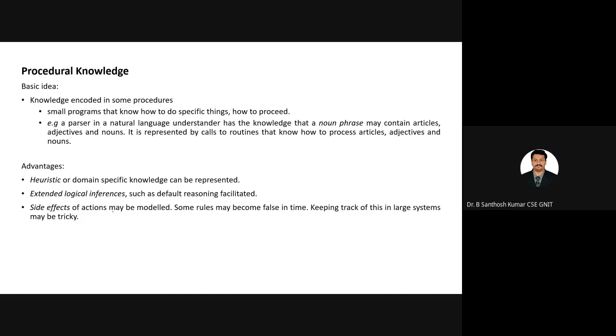The advantage of this is heuristics: heuristic or domain-specific knowledge can be represented. Extended logical inferences such as default reasoning are facilitated. Side effects of an action may be modeled, though some rules may become false in time, so keeping track of this in a large system may be tricky. You may know that nowadays in data mining or machine learning we perform sentimental analysis, and it is playing a vital role.